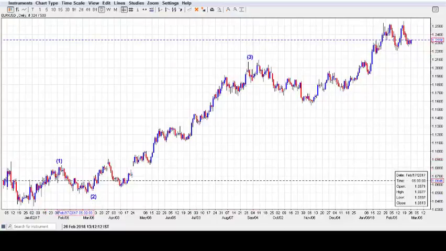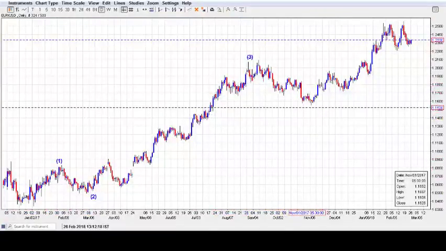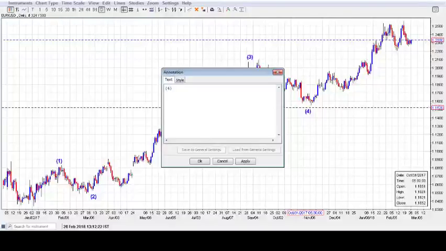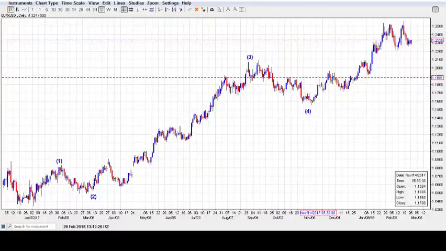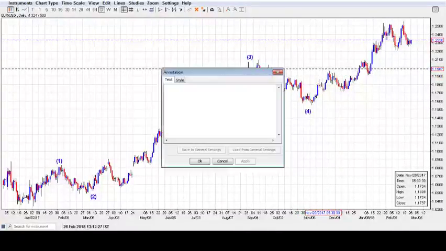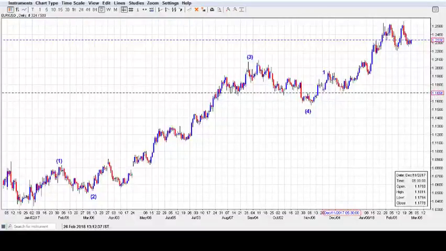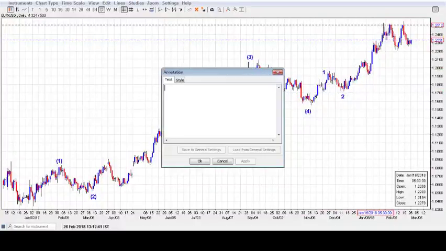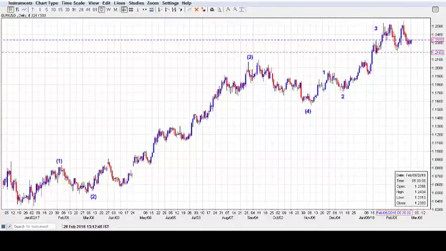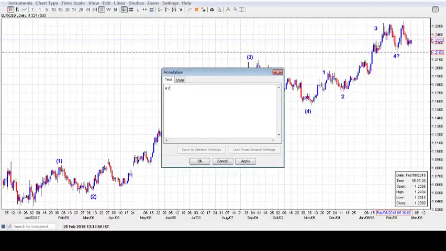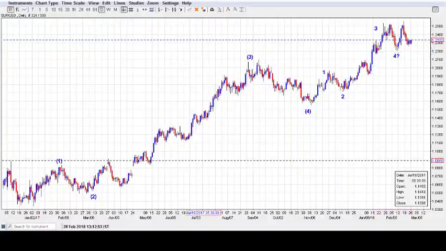So waves 1, 2 extended, wave 3, wave 4, and the subdivisions for the 5th wave are potentially waves 1, 2, wave 3. Now looks like the 4th wave might have terminated around the 2200 level.